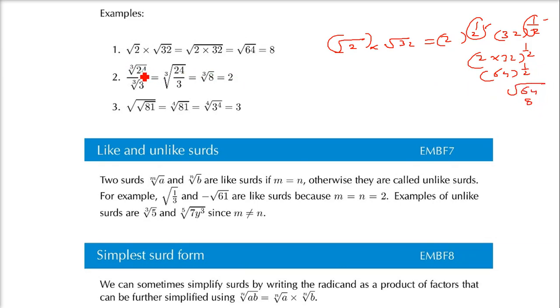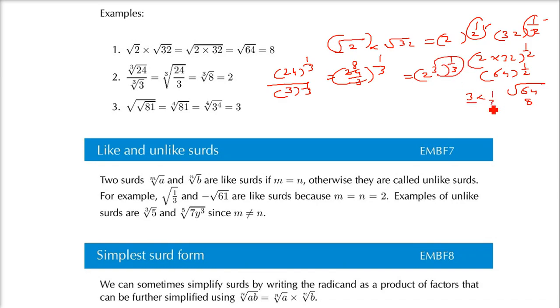Here also, this is 24 raised to the power 1 by 3 divided by 3 raised to the power 1 by 3, and this is simply 24 by 3 raised to the power 1 by 3, and this is 8 raised to the power 1 by 3. 8 can be written as 2 cube. So 2 cube raised to the power 1 by 3. So this is 3 into 1 by 3, this is 1. So you get 2 to the power 1. So 2 is the answer.